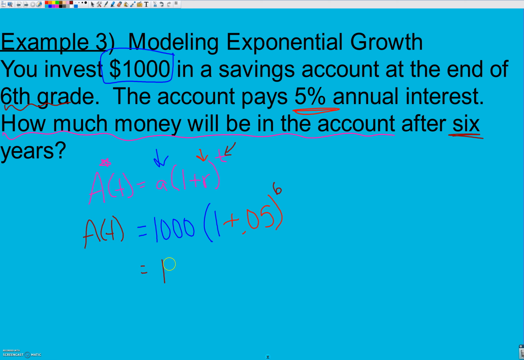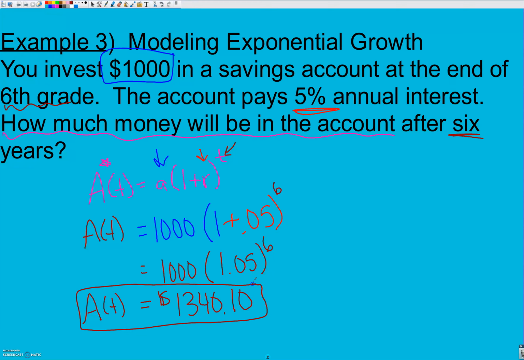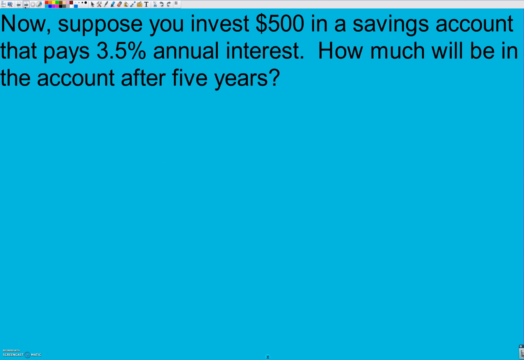So we can do a little bit of simplifying here. Okay, once we simplify that, we plug it in our calculators, and A of t is going to equal $1,340.10. That's how much is in your account, which means your interest that you gained was a little over $300. Not bad. Okay. I'm going to give you guys a second to pause here and try this one.